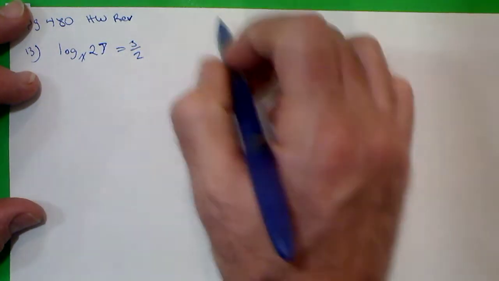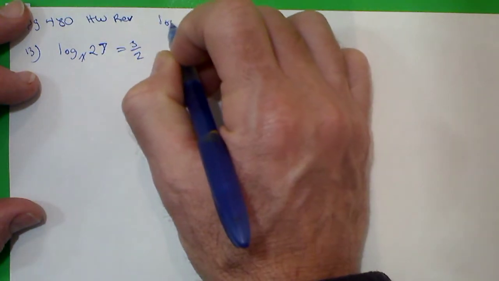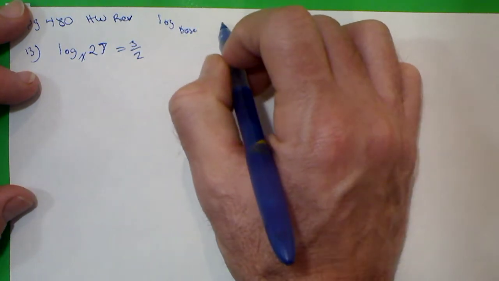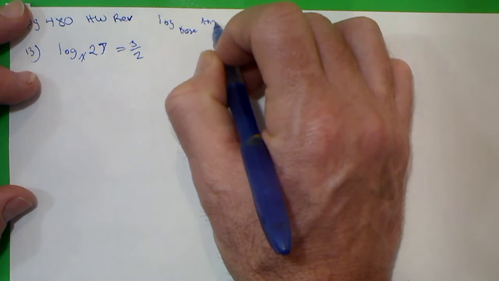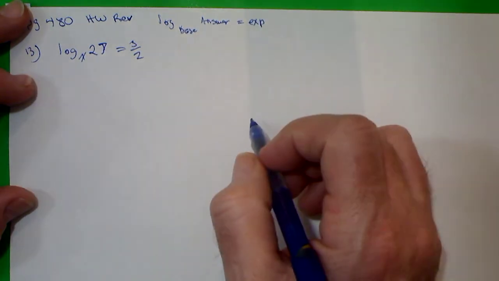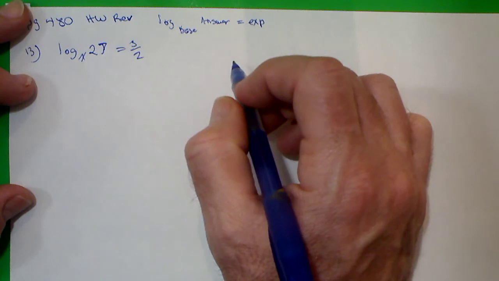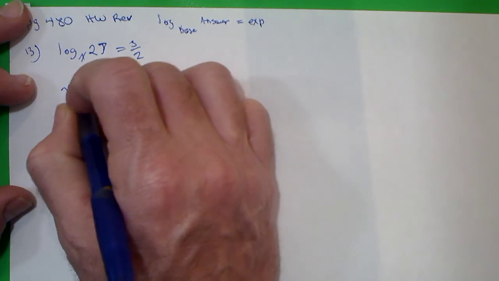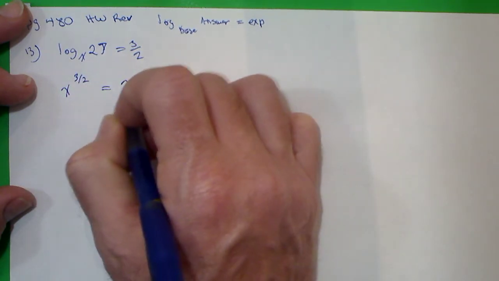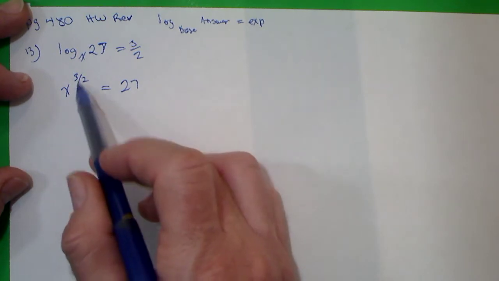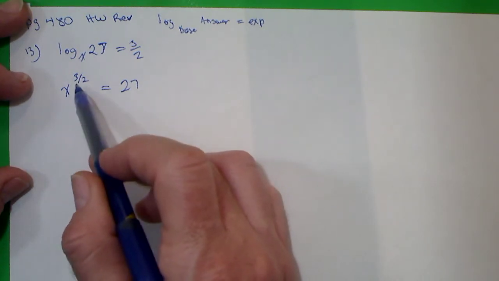Okay, so you have log, base, answer equals exponent. By the definition of a logarithm, base to the exponent equals the answer, so x to the 3 over 2 equals 27. Do we want to know what x to the 3 over 2 is? No, we want to know what x to the first is.